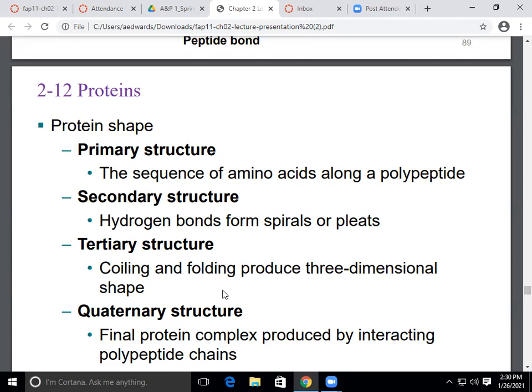And quaternary structure is the protein complex that's produced by the interaction of different polypeptide chains. So it's kind of taking your tertiary structure of different chains and adding them together. That's your quaternary structure. So primary is your sequence, secondary is your hydrogen bonding, giving you spirals and pleats. Tertiary is your 3D structure. Quaternary is multiple polypeptide chains.